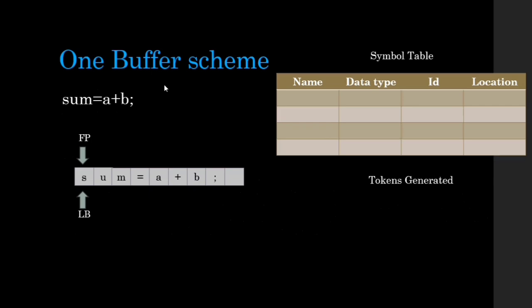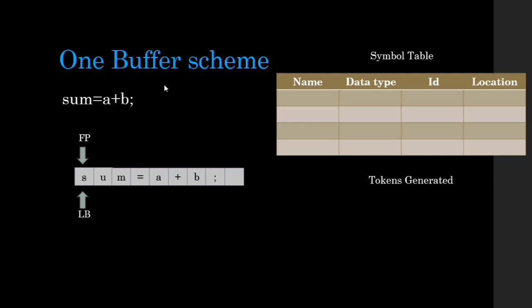Now we will have an illustration of how a lexeme is identified and how the entry is actually made in the symbol table. All these details will be explained here in an elaborate fashion. Let us assume that we have a high level instruction sum equal to a plus b, and this high level instruction has an entry inside the buffer. FP is the forward pointer, LB is the lexeme beginning pointer. Both will be pointing to the beginning of the lexeme.